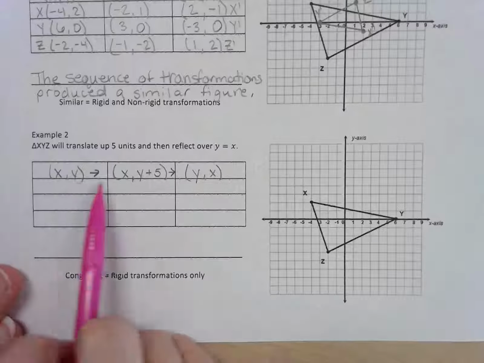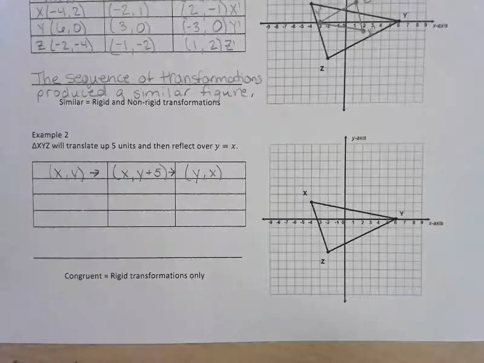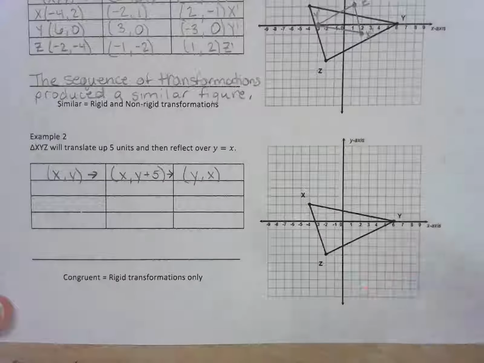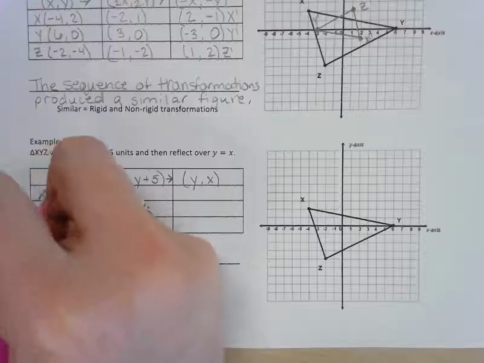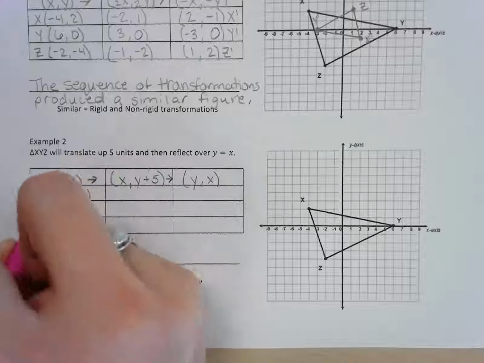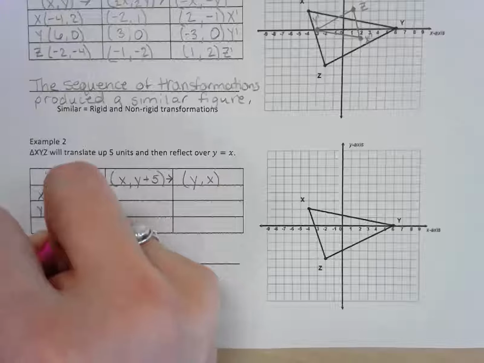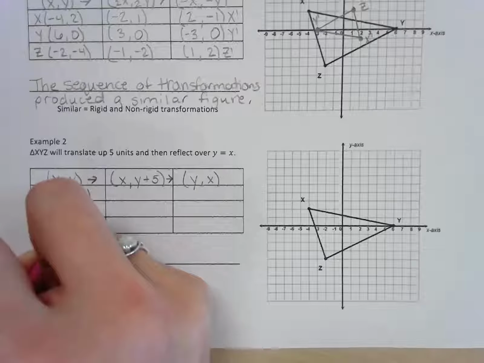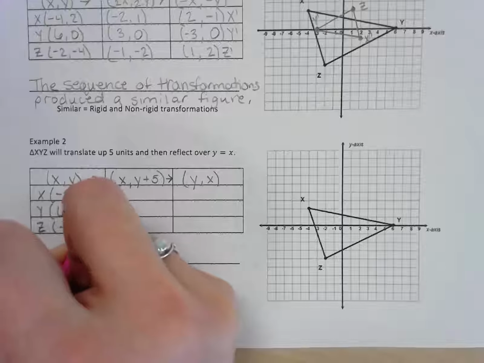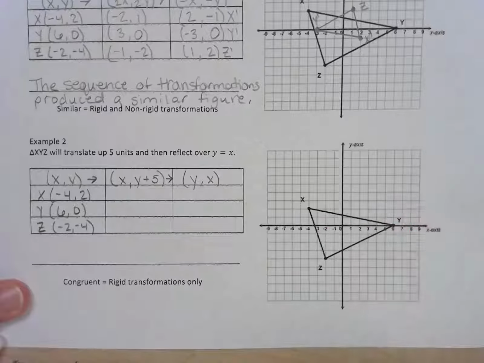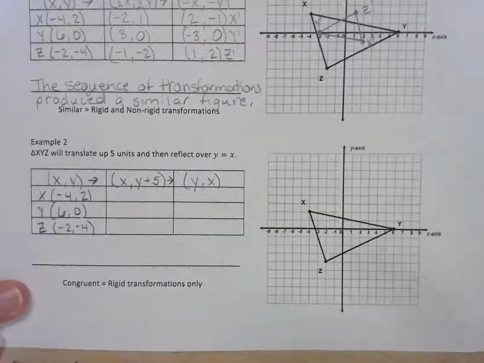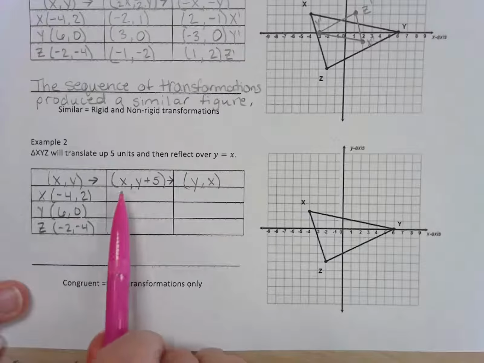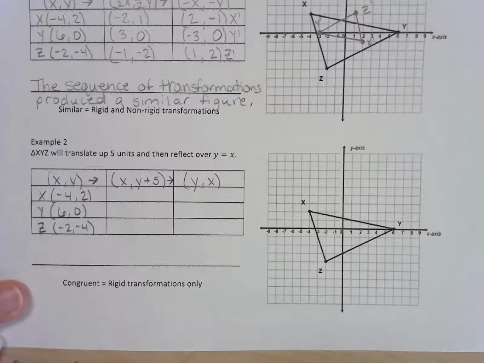So the first part is understanding the coordinate notation and making sure you set that up correctly in order to get your ordered pairs. So our points for x, y, and z, again, x is at -4, 2, y is at 6, 0, and z is at -2, -4. Using that original graph, we see those points. So let's first find the ordered pairs for when it translates up 5.